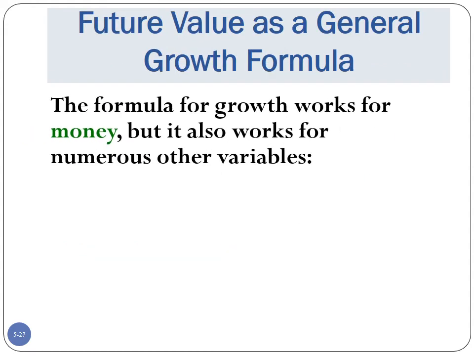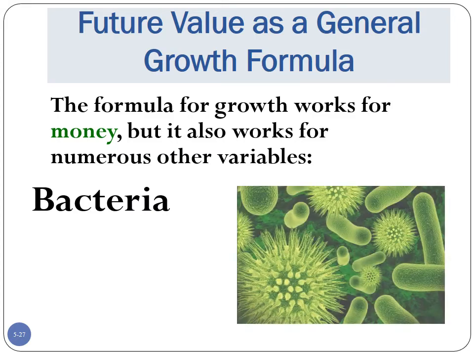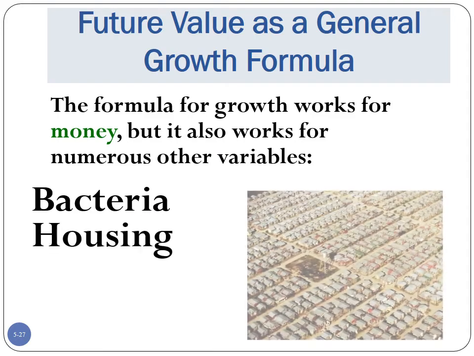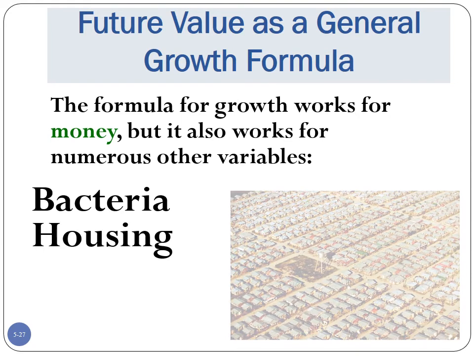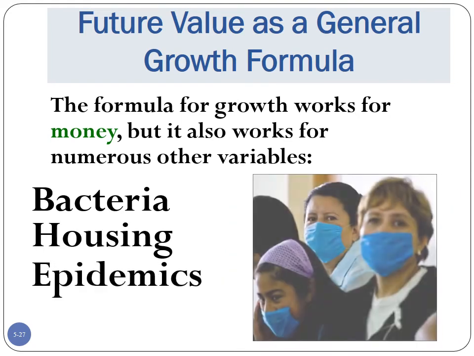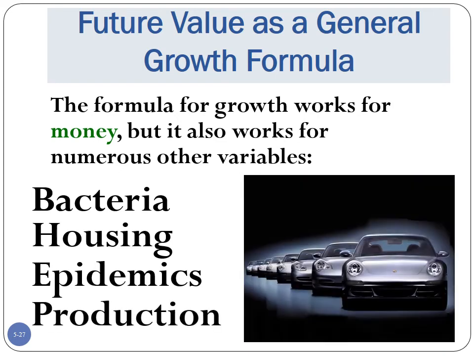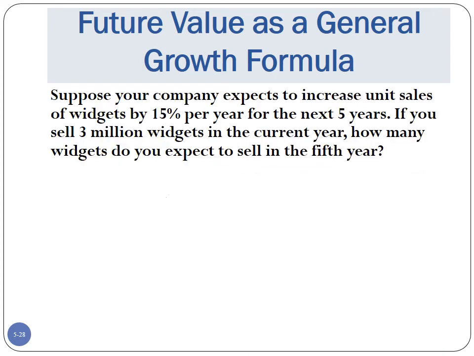What's interesting about future value is also as a general growth formula. It works for money, but it works for other variables, like bacteria, the growth rate of bacteria, housing, the growth rate of housing, epidemics, the spread of epidemics, and production, the production function. So let's take a look at the example for the production function.